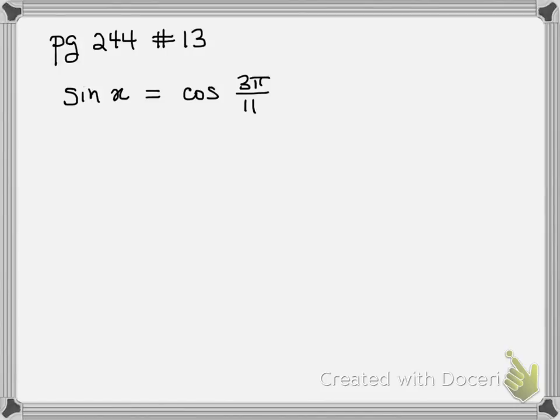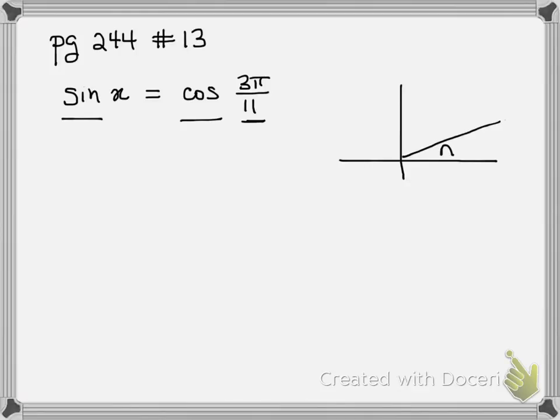Okay, now as soon as I see a sine ratio equal to a cosine ratio, I should automatically think about correlated angles. So I'm going to draw myself a picture to help me out here. They tell me that x is in the second quadrant and 3 pi over 11 is clearly in the first quadrant because this is less than pi over 2. I want you to recall the relationships that we can show between the first and second quadrants.